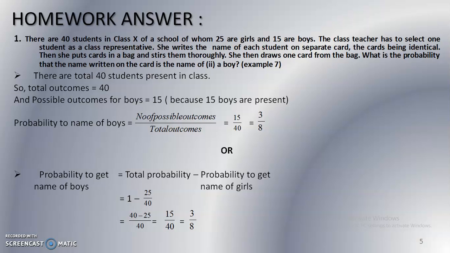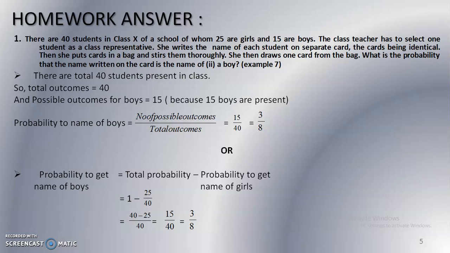So the answer is, there are 40 students present, right? So total outcomes are 40 and possible outcomes for boys equal 15, because there are 15 boys in the class. So probability of the name of a boy equals number of possible outcomes divided by total outcomes, equals 15 divided by 40, equals 3 divided by 8.